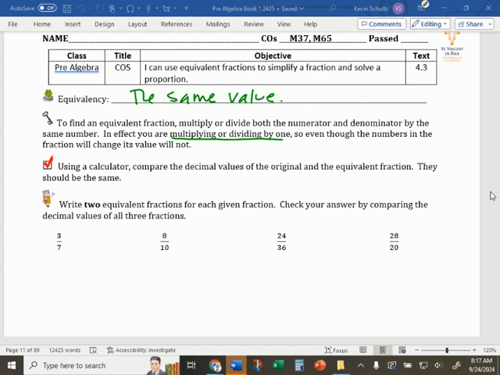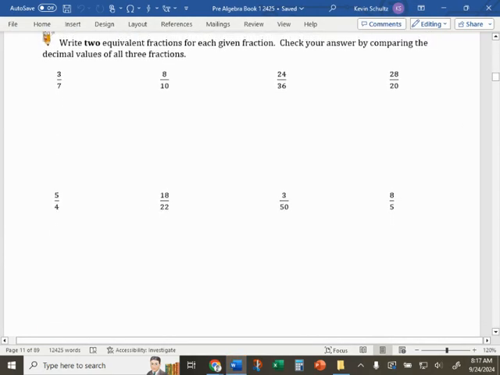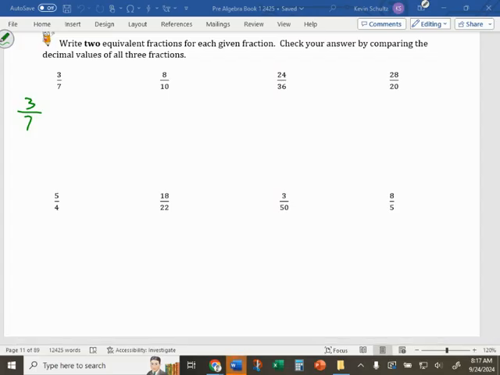So let's just dive right in, because I think we've had this before. 3/7. Give me something we can multiply both the numerator and the denominator by. 2. That will give us an equivalent fraction. When we do that, we're really multiplying by 2 over 2. What does 2 over 2 equal? 1. And when you multiply something by 1, does the value change? No, it never has. The numbers do. 3 times 2 gives us 6. 7 times 2 gives us 14. So the numbers change, but the value doesn't.